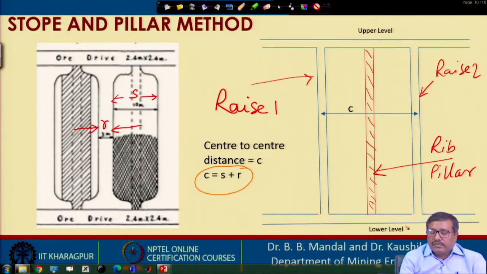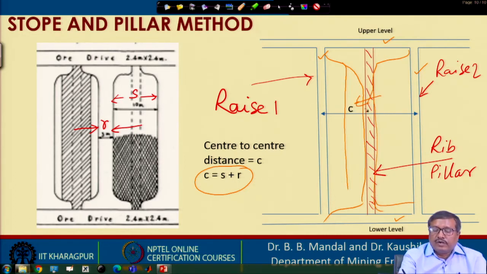As you know, this is the lower level, this is the upper level, this is raise 1, this is raise 2, and in between we have kept a rib pillar. Actually, we are planning to go for widening this stope in future. So, that is the basic idea behind all these things. What we will do is that we will not puncture this at all. We will come here and stop from this side, and we will also come from this side and stop. We will keep the entire rib pillar completely intact without touching it. So, that is how we are going to mine out this particular stope.